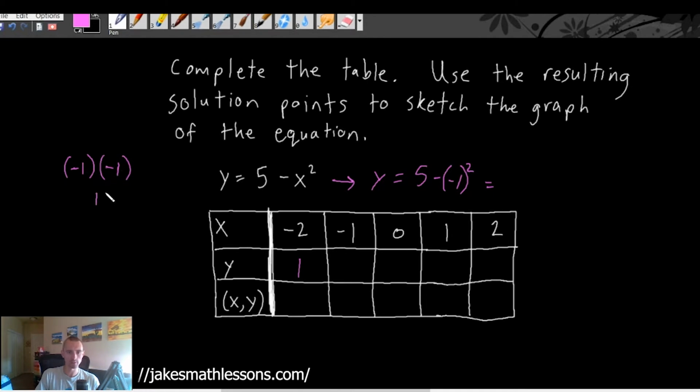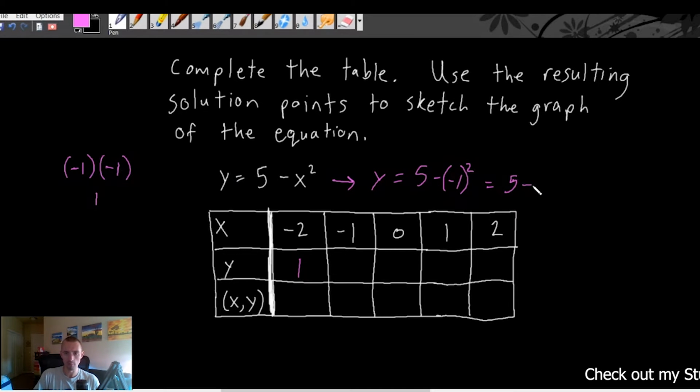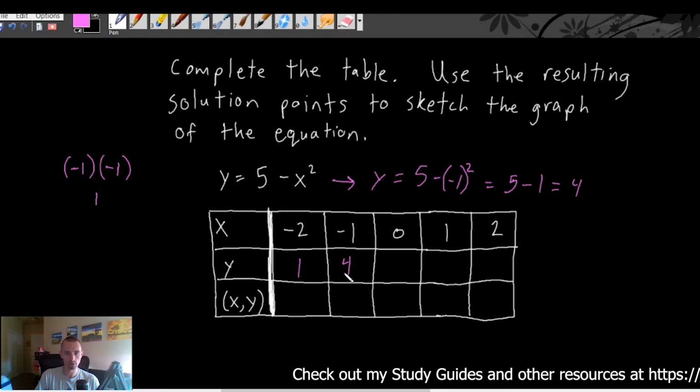-1 times -1 is +1. So everything right here simplifies to +1. So we have 5 minus +1. So 5 minus 1. 5 minus 1 is 4. So the y value corresponding with x equals -1 is 4.